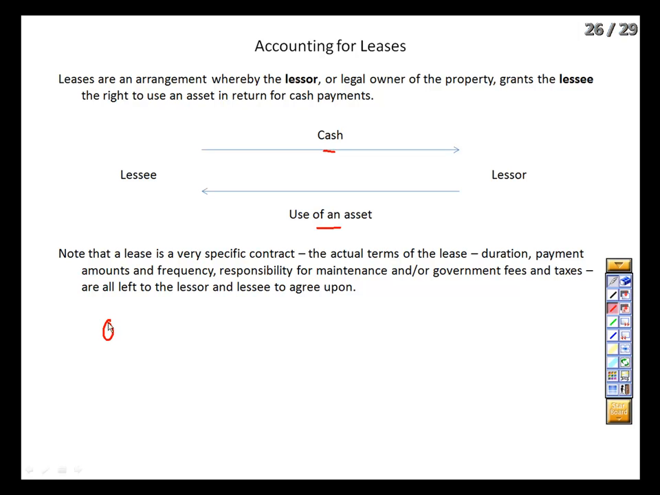The first option is what we call an operating lease.